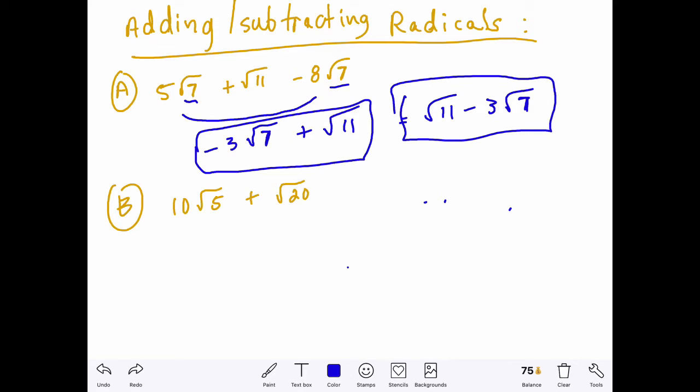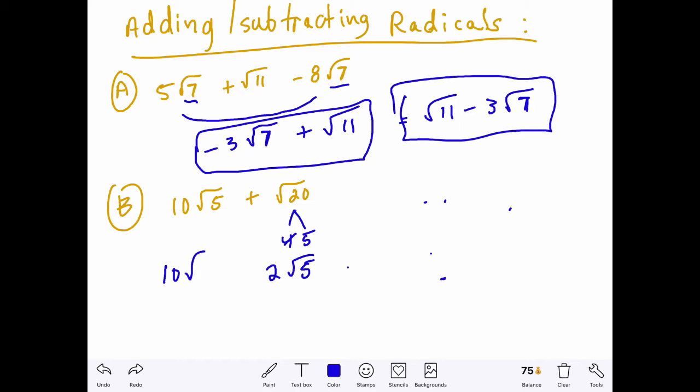Okay, how about this one? 10 root 5 plus root 20. Well, again, anytime we see a radical, we want to simplify it first. And I factor tree that and I say 4 and 5. Well, what's the square root of 4? 2. So 2 escapes the radical, and that's really 2 root 5.